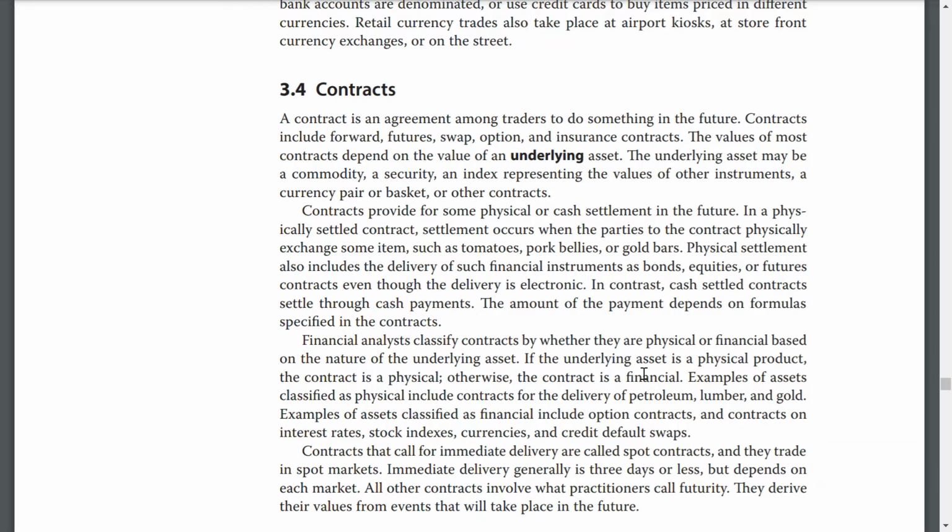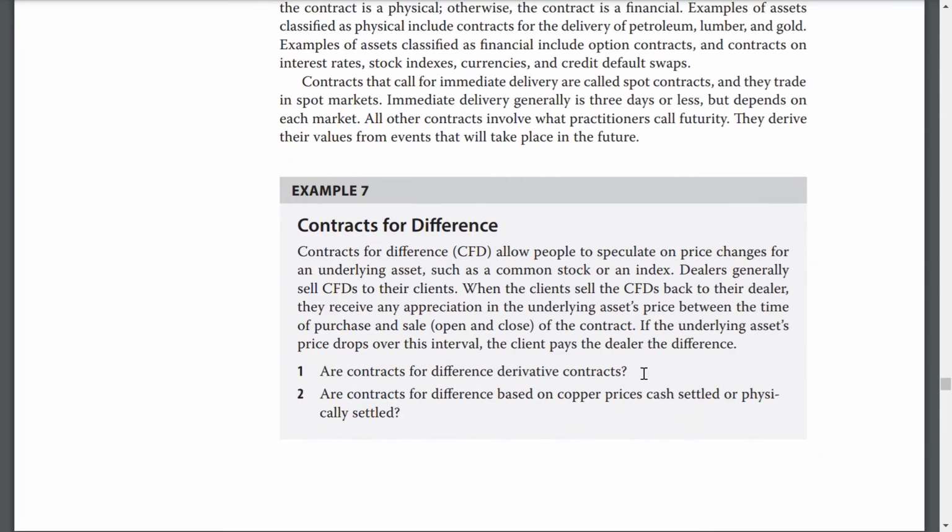The contract is physical, otherwise the contract is financial. Examples of assets classified as physical include the contracts for the delivery of petroleum, lumber, and gold. Examples of assets classified as financial include option contracts and contracts on interest rates, stock indexes and currencies, and credit default swaps. Contracts that call for immediate delivery are called spot contracts, and they trade in spot markets. Immediate delivery is generally in 3 days or less, but depends on each market.